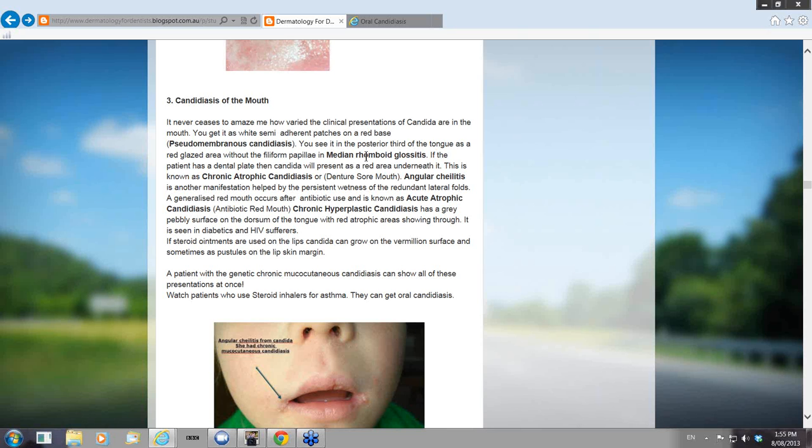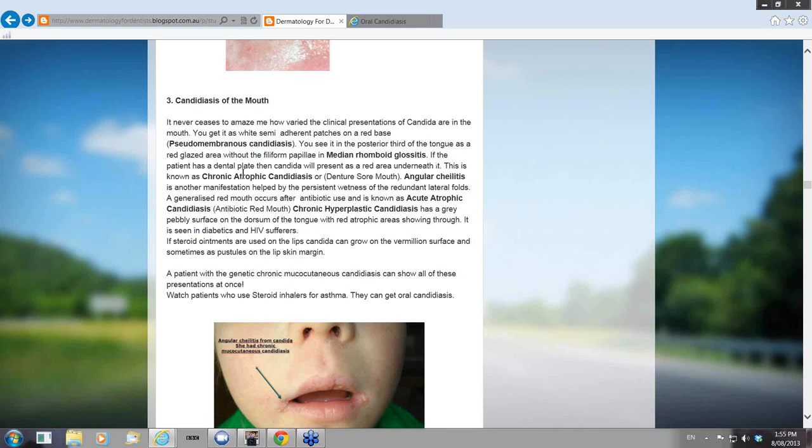There's another variant that's important because it's often not recognized, and that's the variant called median rhomboid glossitis. Now, you see it as a sort of red glazed atrophic area without the filiform papillae in the tongue, in that posterior third of the tongue. We'll show you some pictures of that in a minute.